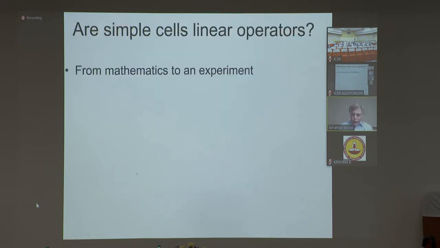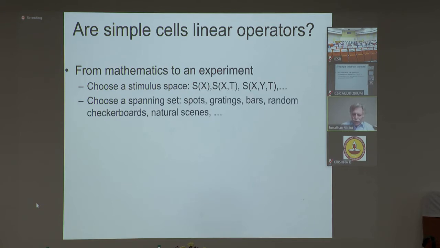That mathematical idea can be turned into experiments that one can use to test it. So the basic strategy, and I'll talk about this in a slightly abstract way so that it applies to lots of different experiments, is that you first decide what you're going to use as your collection of stimuli. Will you use stimuli that vary in one spatial dimension, or a spatial dimension in time, or two spatial dimensions in time? But you choose a vector space of possible stimuli. You then choose some basis set within that space. So spots or lines or bars or sinusoids, but you choose some set of vectors that span that space.